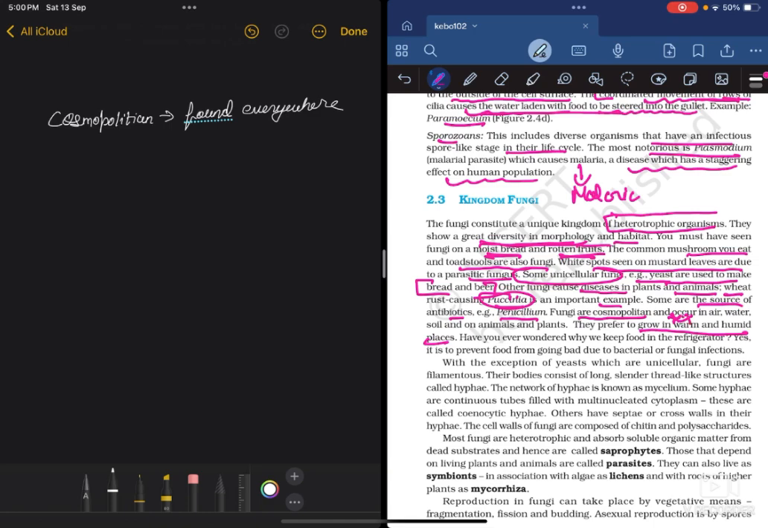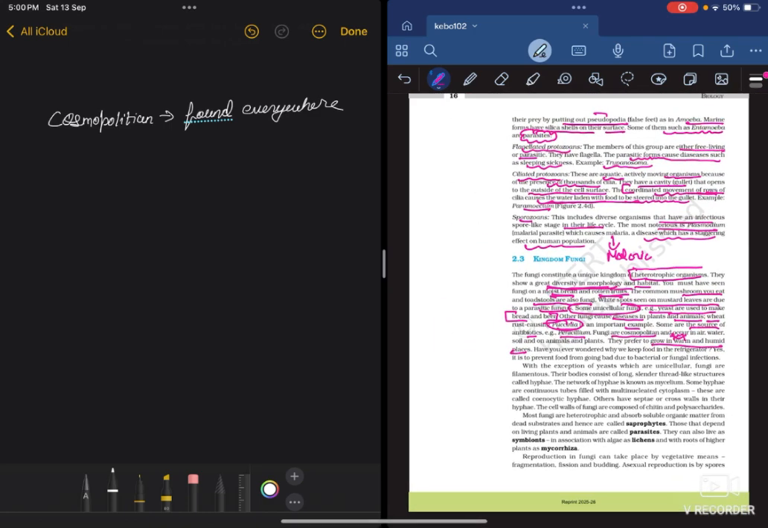Now I will be coming to the main point, that is classification of fungi. Before that, there are some terms. One is mycelium. Mycelium means a network of hyphae. You just note it down.